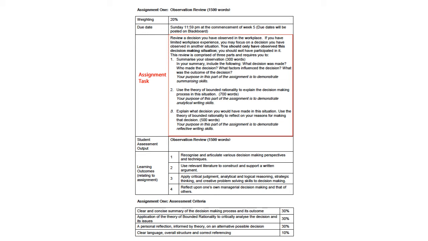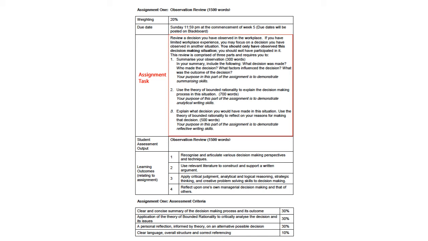In your summary, you'll have to include, at the least, the topic specified, what decision was made, who made the decision, what factors influenced the decision, and remember here that you can only describe the factors you know about. Don't presume or invent factors. And what was the outcome of the decision.